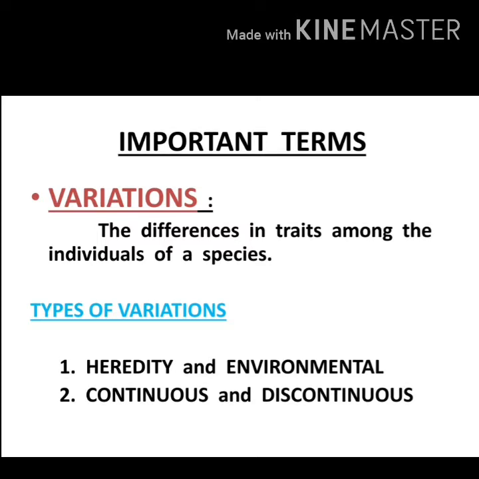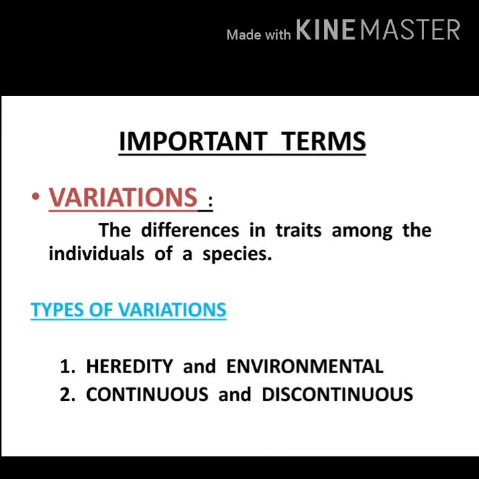Similarly, weight, skin color, intelligence in humans, etc., or the production of milk, meat, egg, etc. in animals are some of the examples of continuous variations. Is it clear? The next, discontinuous variations.